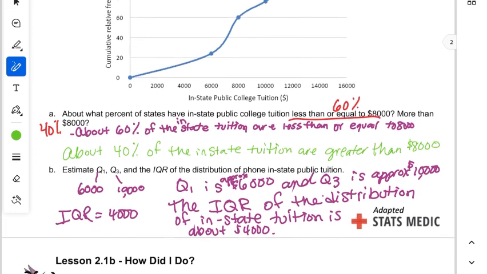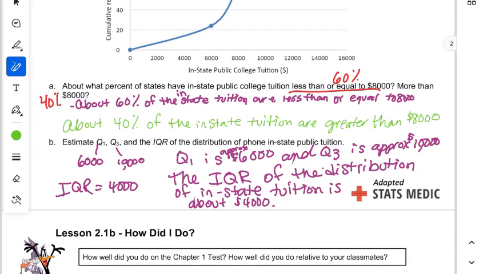And then we have Q1 and Q3 estimations. Is that what you got for your Q1, Q3 estimations? As long as it's close. So I just want this as a sentence. The other one is fine without the sentence if you just wrote what they are. So the IQR of the distribution of in-state tuition is about 4,000. That would do it.